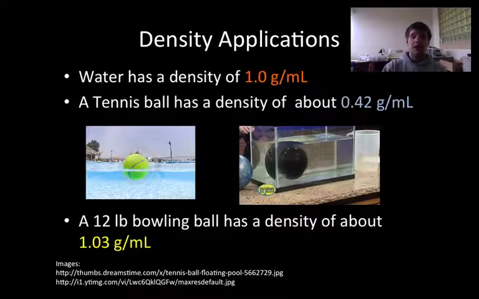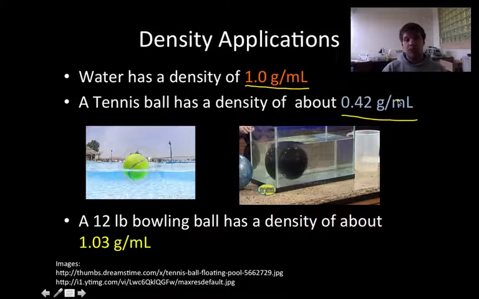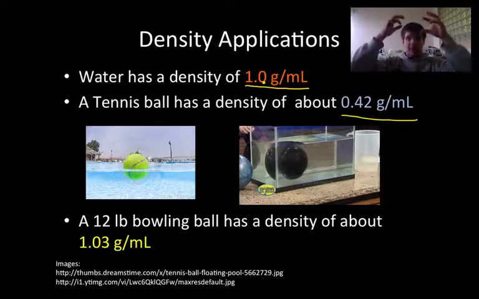If we want to look at the numbers of this, we know that water has a density of 1 gram per milliliter. So a tennis ball, for example, if I throw a tennis ball in a lake, I know that the tennis ball is going to float. Well, the density of a tennis ball is only 0.42 grams per milliliter. So that's much lower than this 1 gram per milliliter. So what happens? The tennis ball, since it has a lower density, will float to the top of the water.